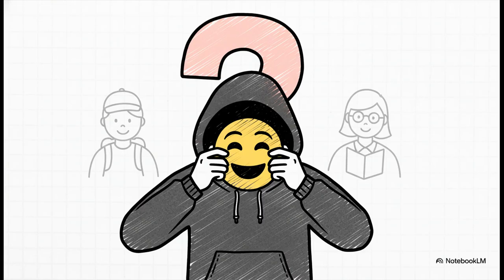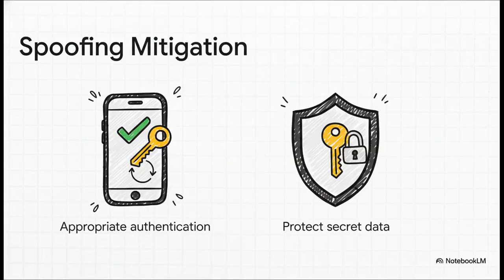Let's start with the first one on our list, spoofing. The art of deception, of pretending to be someone you're not. So how do we stop the imposters? The solution has two parts. First, appropriate authentication. We must use things like strong passwords, multi-factor authentication, any method that proves you are who you say you are.